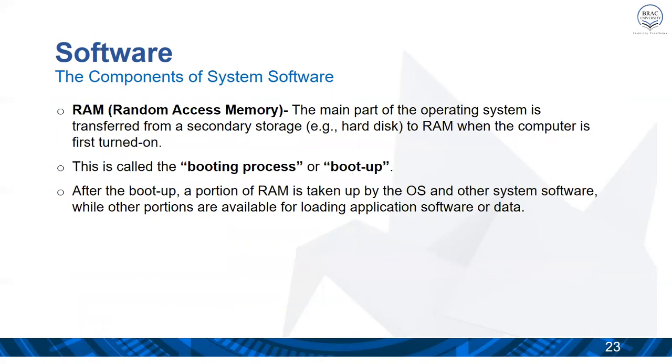Random access memory, RAM. The main part of the operating system is transferred from the secondary storage to RAM when the computer is first turned on. And this process is called the booting process or boot up. After the boot up, a portion of RAM is taken up by the OS and other system software, while the rest of the portions are available for loading application software and other data.